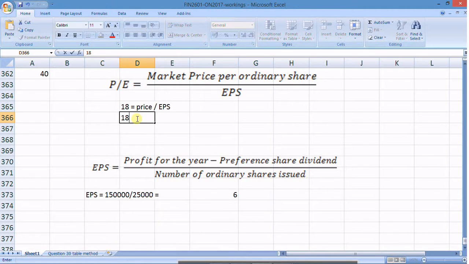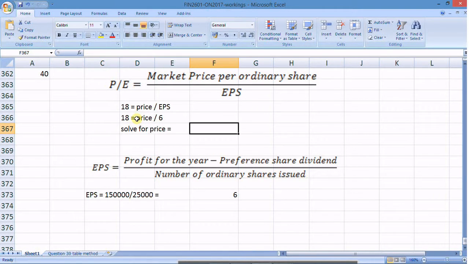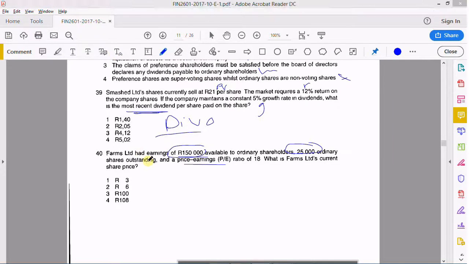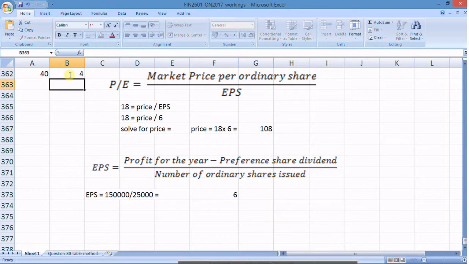So it's 18 equals price divided by 6. Solve for price. Price equals 18 times 6. Gives you 108. Does it? That sounds like yes. Well done. Okay, alright, it's looking good, eh?